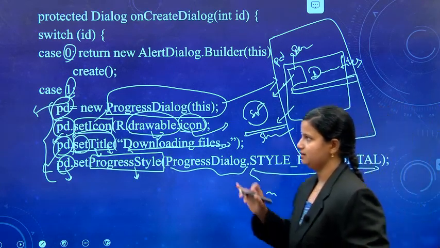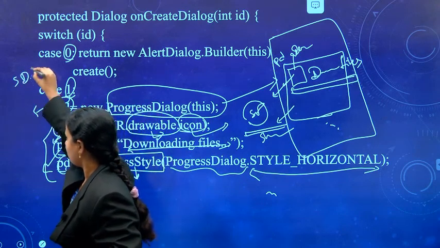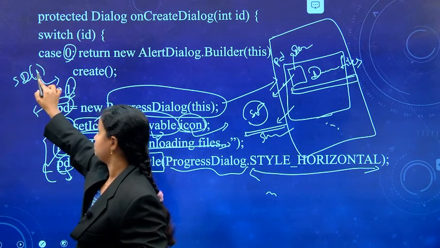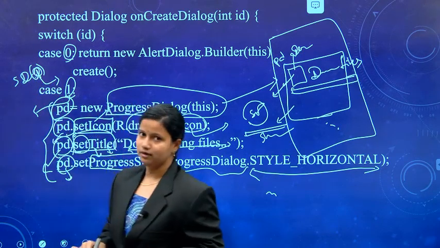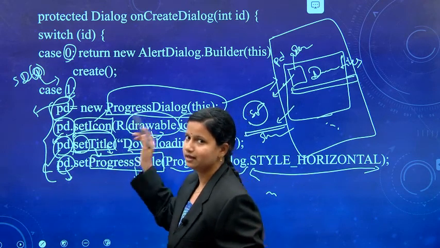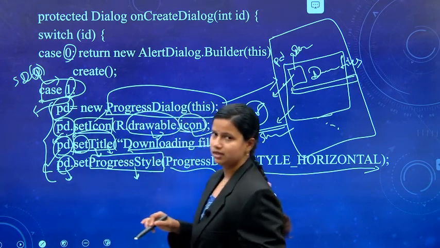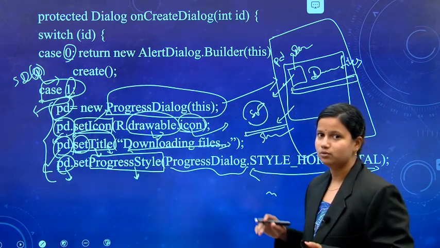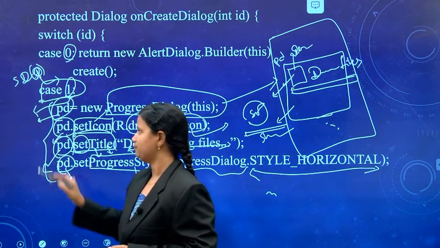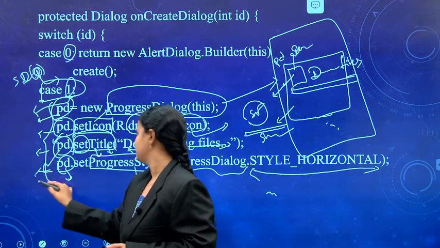So case 1 is, if you are giving show dialog of 1, that means we have to move to the corresponding case available for the show dialog number. Whatever number you pass, that corresponding dialog is there. So here case 1 is matched. That is why the case 1 code is evaluated. First we have to create a progress dialog with empty things. After that we have to set the icon, set the title and set the progress style.